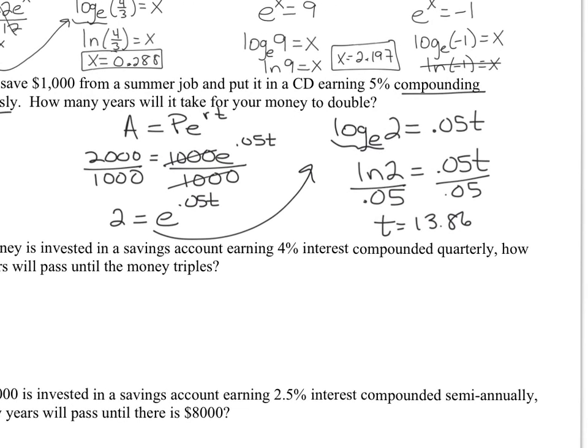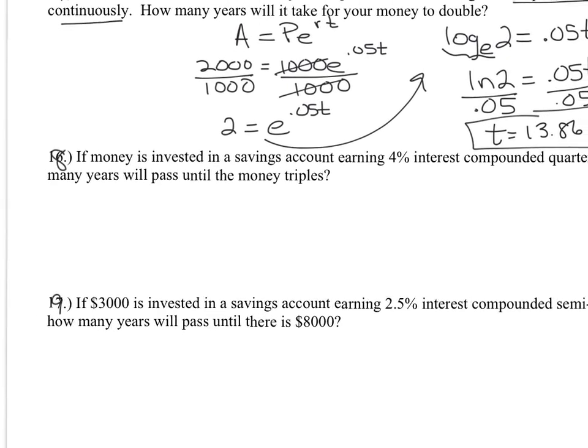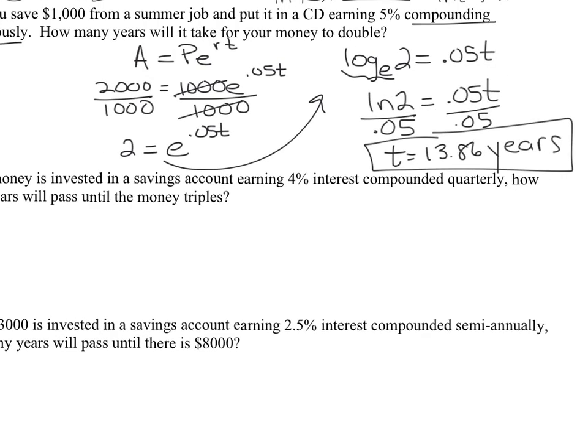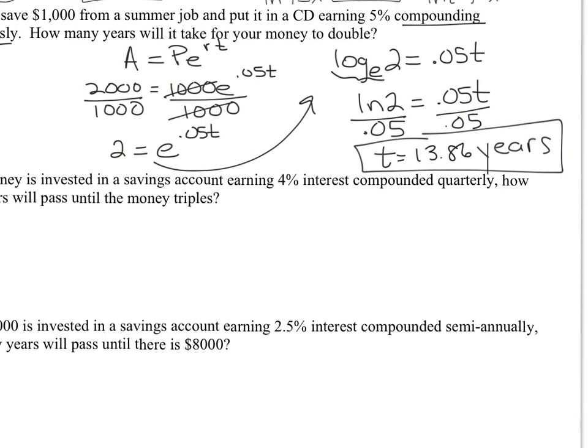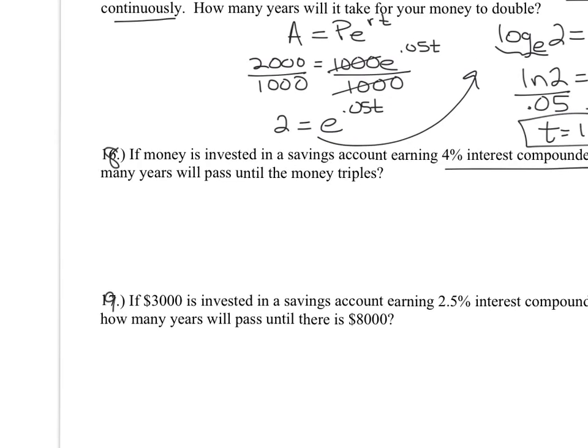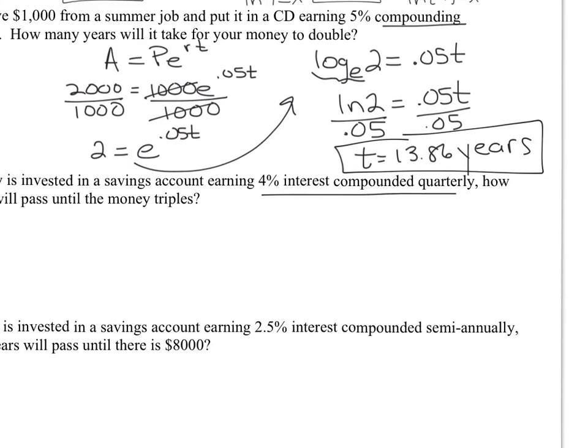Of course, that's probably about 14 years, so you might as well wait till the 14th year to get it to double. So that's a pretty long time for the money to double. So number 18, if money is invested in a savings account earning 4% compounded quarterly, so I'm going to have to use my compound interest formula, how many years will it pass until the money triples?